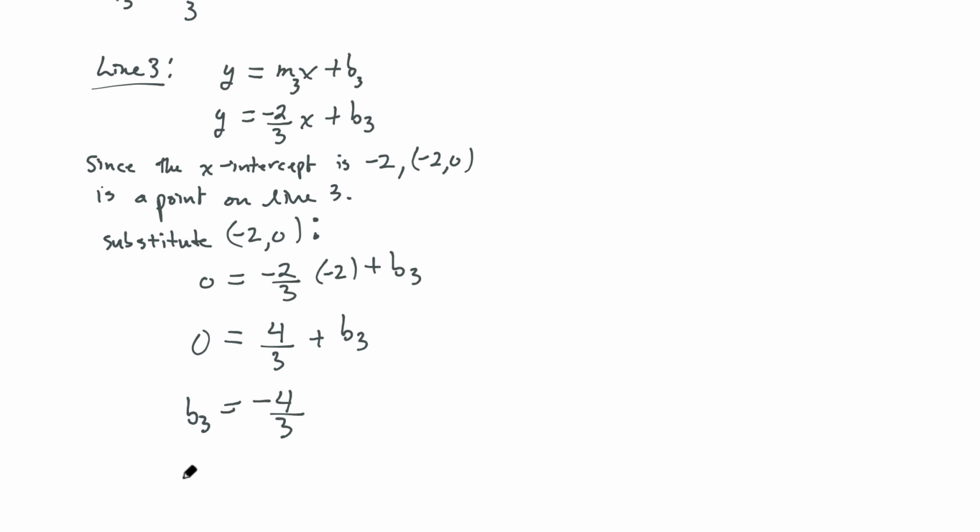So that gives us enough information to write the equation of the line in slope y-intercept form. In slope y-intercept form, we have y is equal to negative 2/3 times x minus 4/3.